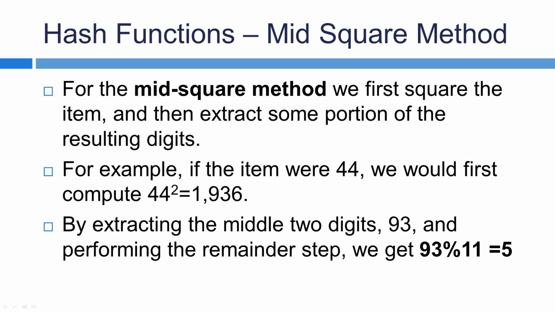Another hash function method is called the mid-square method. For the mid-square method, we first square the item and then extract some portion of the resulting digits. For example, if the item were 44, we would first compute 44 squared, which in this case is 1936, and then extract the middle two digits, 93, and perform the remainder step to get 93 mod 11 equals 5.